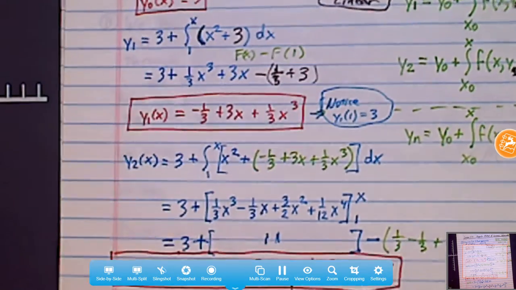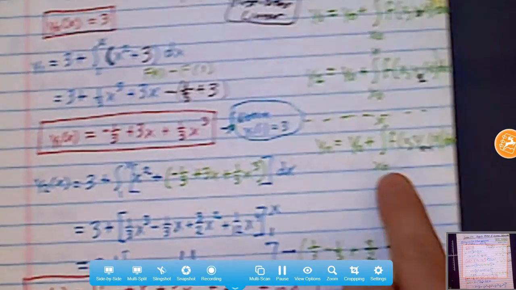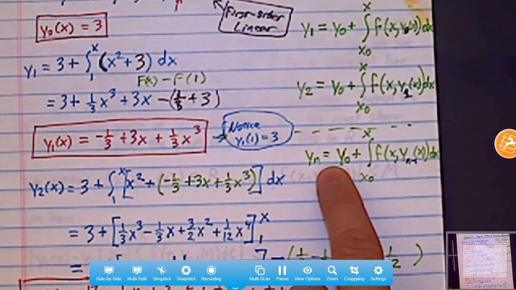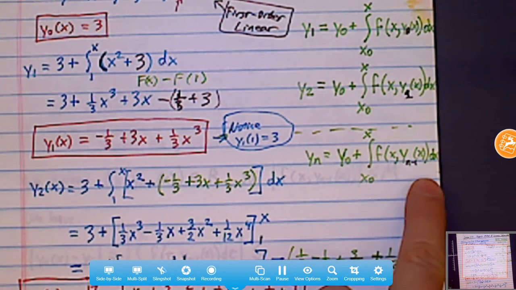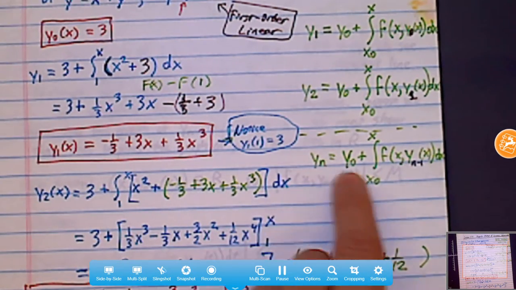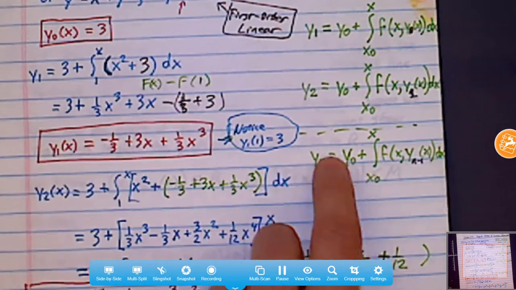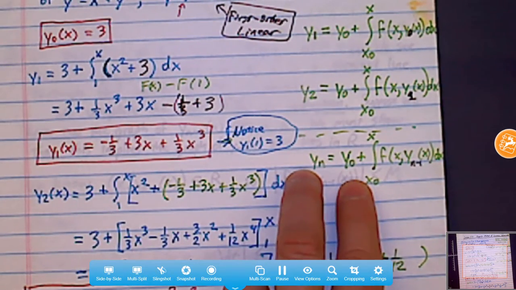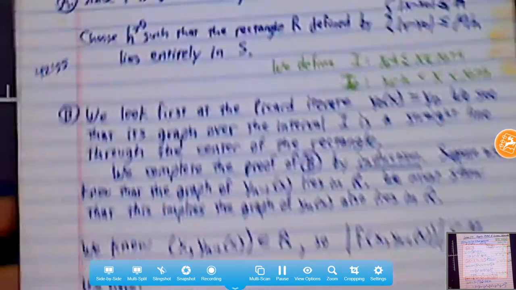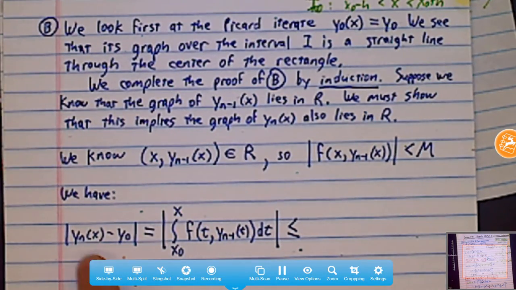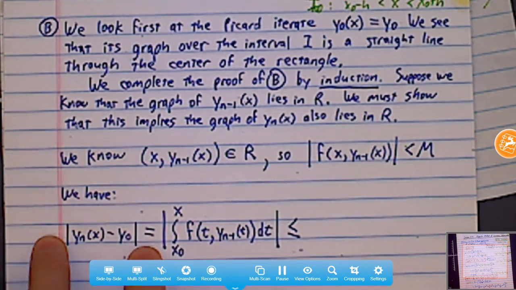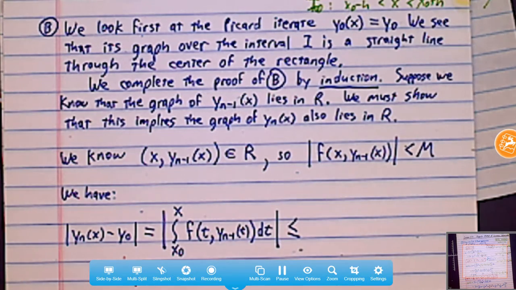So yn, remember how we got it? Oh, here it is. Here's the formula for it. Look. What does yn equal? Y naught plus, remember this formula? So yn equals y naught plus this stuff. If I subtract y naught from both sides, yn minus y naught just is this integral. See that? That's how I'm getting this. I'm saying yn minus y naught is that integral. And so the absolute value of yn minus y naught equals the absolute value of this integral.